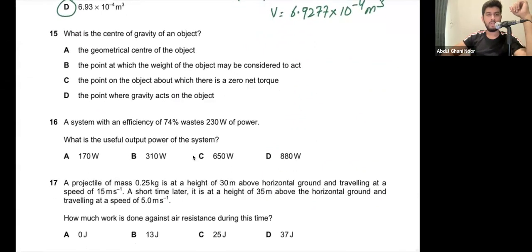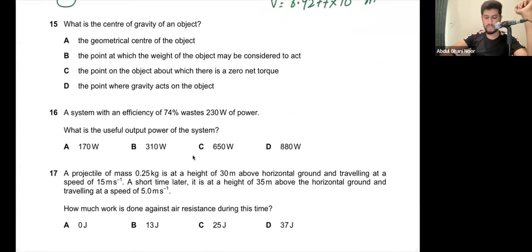Question 15 says, what is the center of gravity of an object? An easy question. Is it the geometrical center of the object? No. It could be the geometrical center of the object for regular objects, but not necessarily. The point at which the weight of the object may be considered to act. Perfect. That is center of gravity. The point on the object with which there is zero net torque. The point where the gravity acts on the object. Gravity acts at all points. C and D are also incorrect. The answer is B. Simple definition of center of gravity.